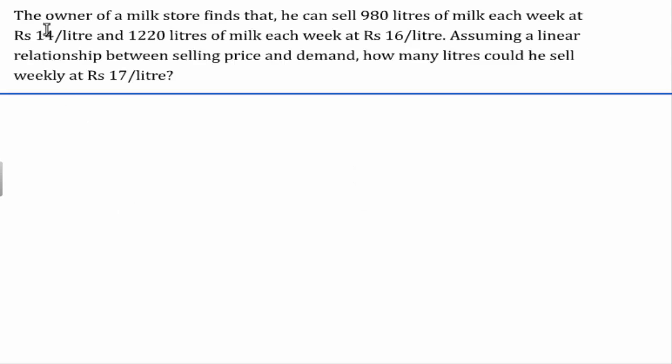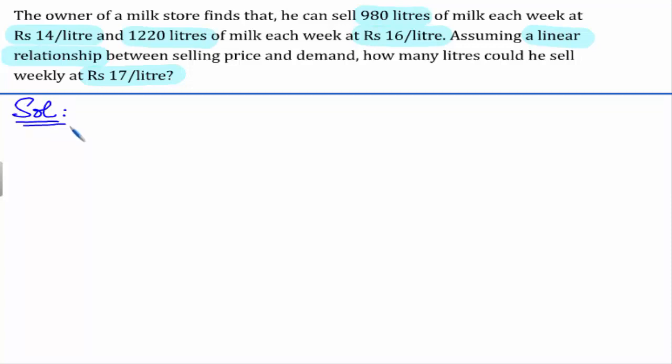In this problem, the owner of a milk store finds that he can sell 980 liters of milk each week at rupees 14 per liter and 1220 liters of milk each week at the rate of 16 rupees per liter. And there is a linear relationship between the selling price and the demand. How many liters could he sell weekly at the rate of 17 rupees per liter? We have to make use of the straight line equations to find out the solution for this.